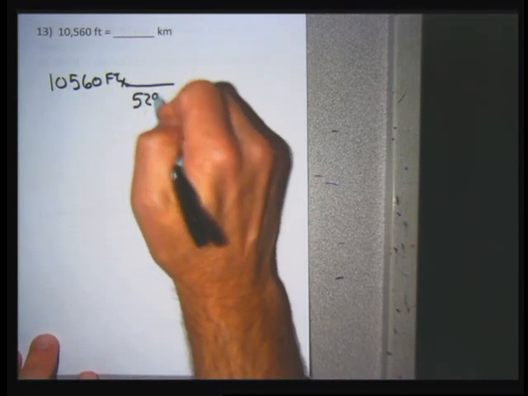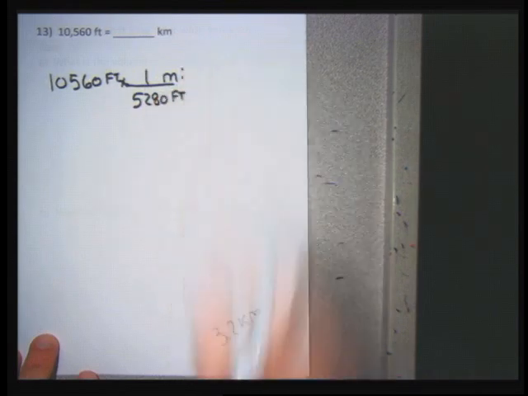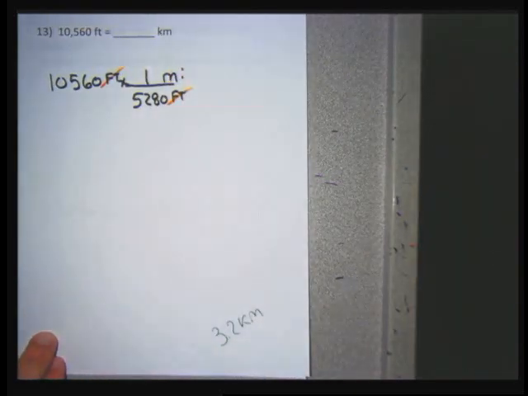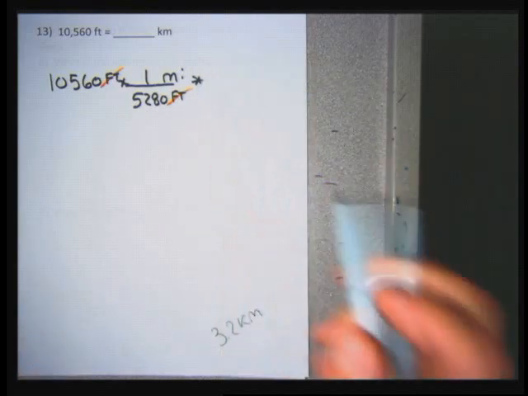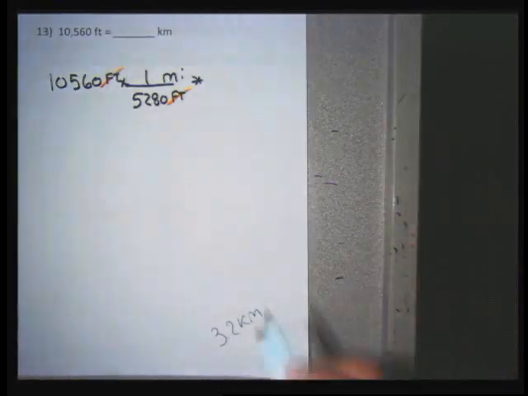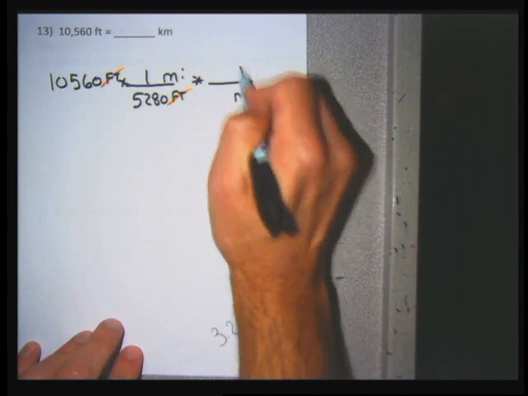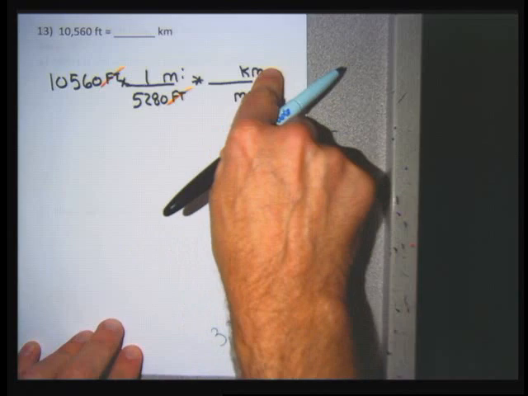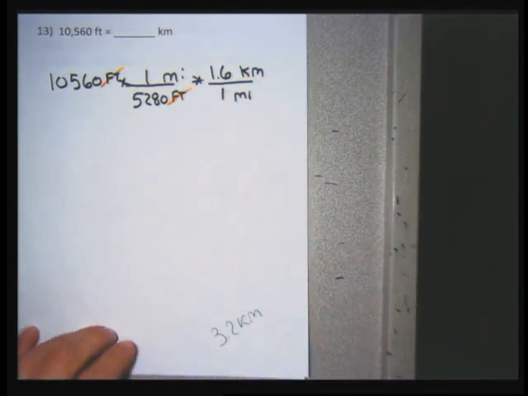5,280 feet in the denominator, 1 mile in the numerator. And what that's going to do is get rid of the feet and get me into miles. Doesn't get me into kilometers, it gets me into miles, so I need to use the other unit. That 1 mile is 1.6 kilometers to get out of the miles. So now I want to get rid of the miles and end up in kilometers. So I'm going to put miles in the denominator to cancel out the miles, kilometers in the numerator, and the unit that I have is 1.6 kilometers is 1 mile.